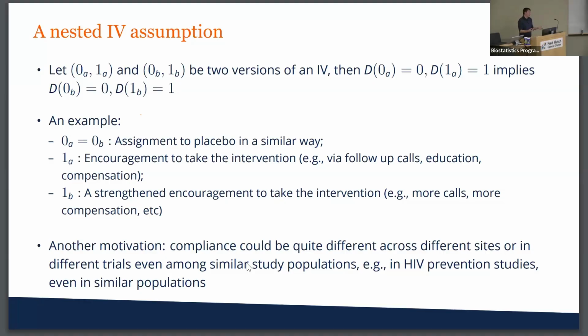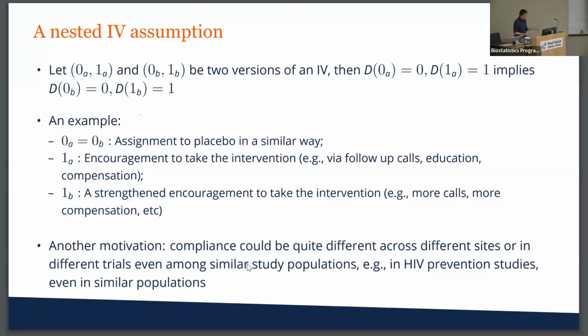Let's say in Seattle, that may entail a follow-up call. We typically do some education programs. Sometimes we give compensation. So this is what happens in Seattle. 1B is a strengthened version of encouraging people to take the intervention. I'll give you more calls. In the most straightforward way, I'll give you more compensation. If you come back to me with a bottle that has no pills, I give you $100, an Amazon gift card. So people have more incentive to actually adhere to the treatment. In this case, the assumption essentially is that if the person is a complier under 0A, 1A, then the person remains a complier under the stronger version of encouragement, 0B, 1B.